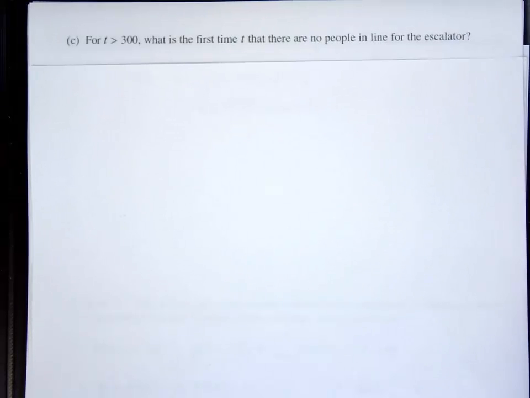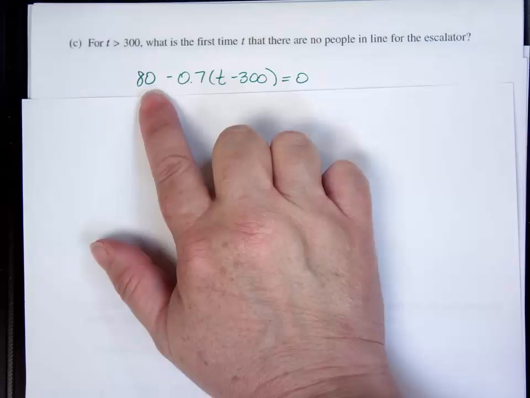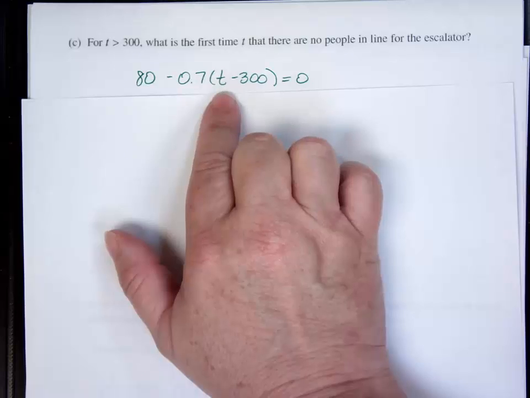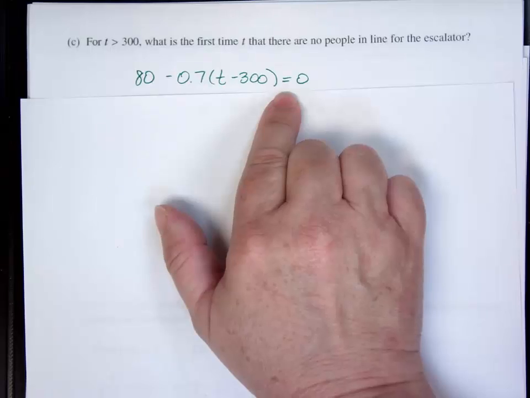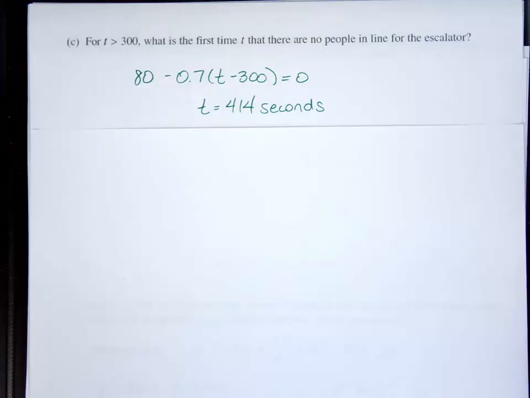Part C says for t greater than 300, what's the first time that there are no people in line for the escalator? So what we have to look at is, once we've hit the threshold of 300, when does it get down to 0? So we have 80, the number of people at 300 from the previous problem, minus 0.7 times t minus 300, because 300 seconds have already gone by, is equal to 0. You can algebraically solve that very simply, and you get t equals 414 seconds, and that tells you at what time there were no people in line.